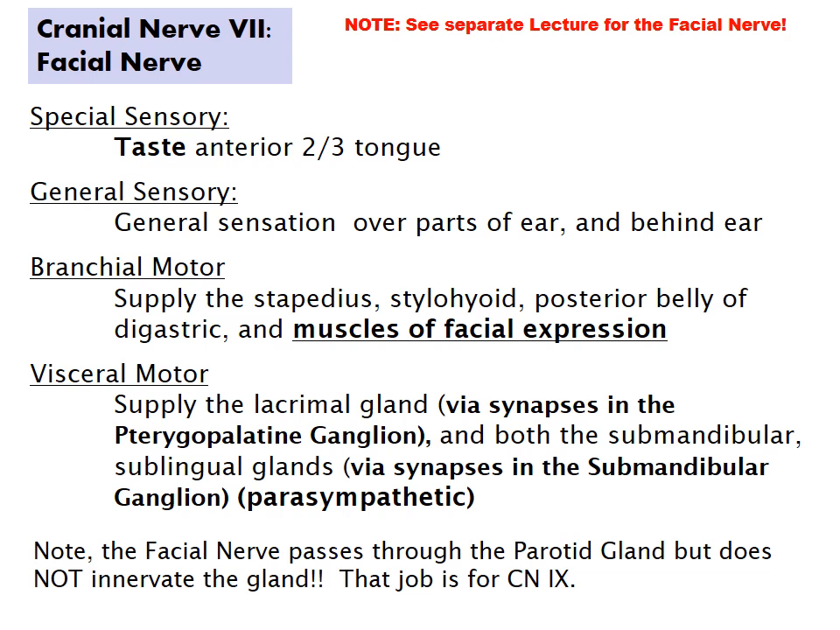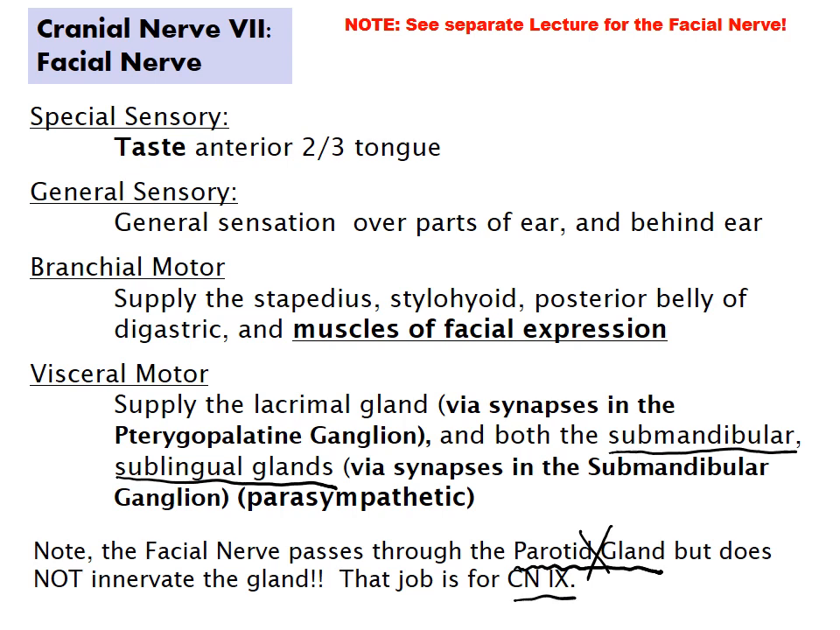The facial nerve also serves parasympathetic functions. Specifically, it innervates 2 of the 3 saliva glands, the submandibular and sublingual gland. Interestingly, it passes through the parotid gland, but does not innervate that parotid gland. Rather, that's the job for cranial nerve number 9, which we'll see in a little bit.